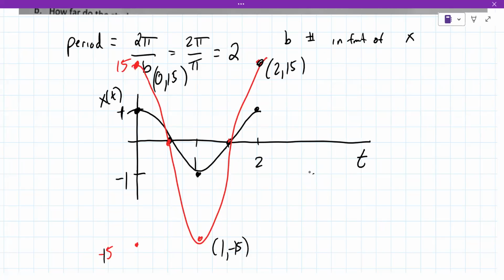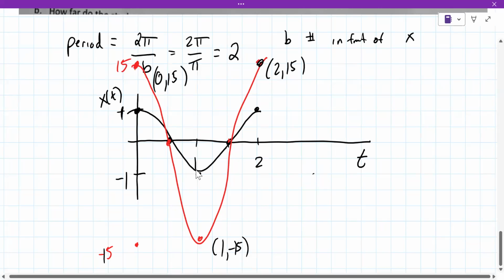Wait, how'd you get 1-15? Just that point gets pulled down. The black one is the parent function, and that parent function point is a known point.